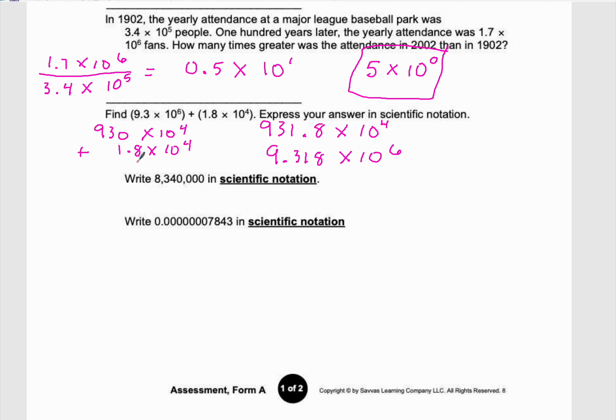All right, write 8,340,000 in scientific notation. The decimal in this number is right here at the very end. Where do I need to move it to? Between what two numbers? Between 8 and 3. So 8.34. How many times did I move the decimal to get it there? 10 to the 6th power. I moved it 6 times.